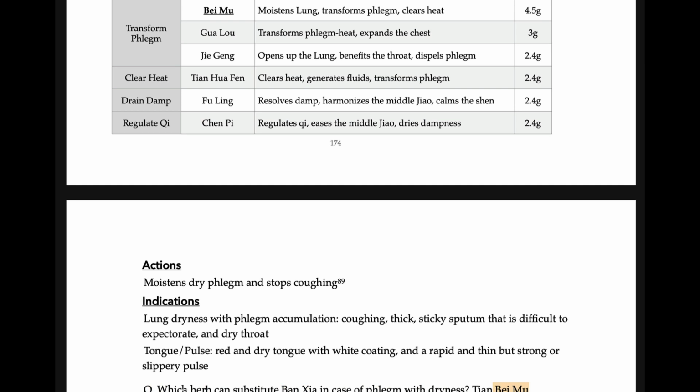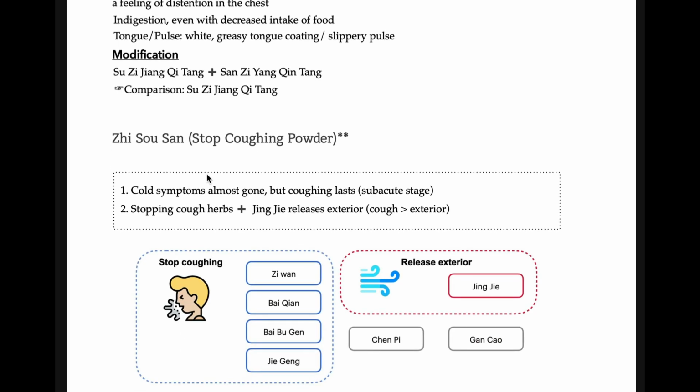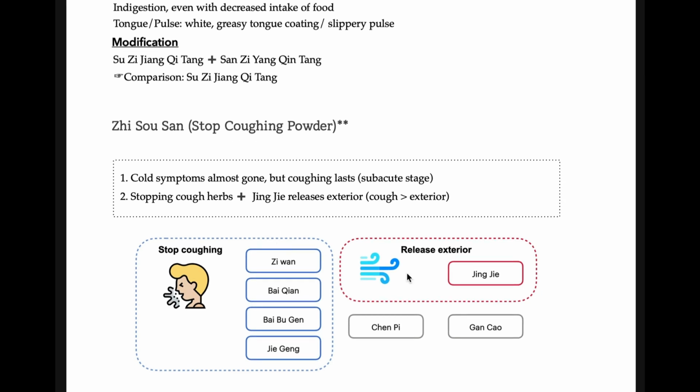So in this formula, bansha from orchantang is substituted with beimu. And this is Jisosan, which literally means stop coughing formula. This is kind of the keyword. It has jingje, so it releases the exterior, not like other formulas for coughing. It releases the exterior with jingje.